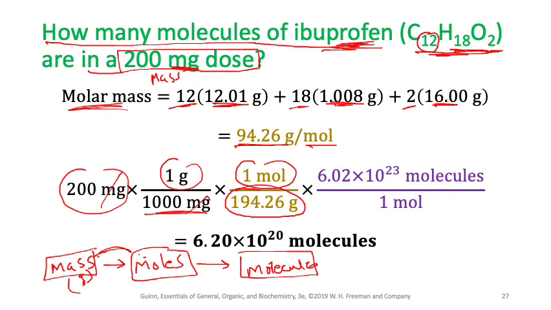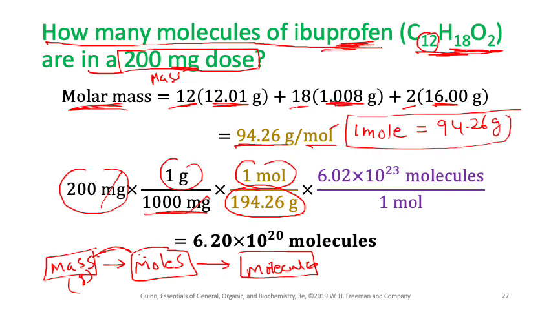So I can say 1 mole is equal to 94.26 grams of ibuprofen, right, from this definition. And I can use this as a conversion factor, because we need moles on the top, mass on the bottom, and then the last two boxes are connected by this, right? Molecules have to be on the top because we need molecules, and then moles over here. And we already know this rule: 1 mole of anything is equal to Avogadro's number of molecules.